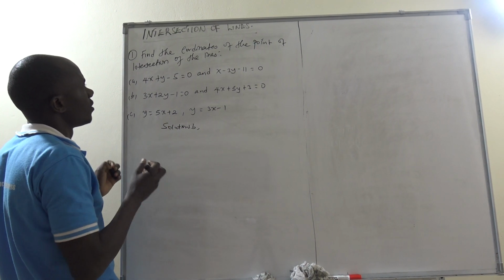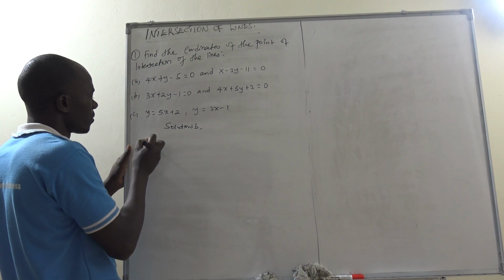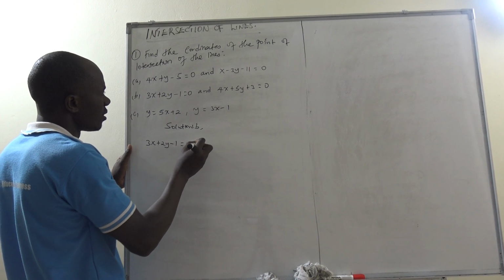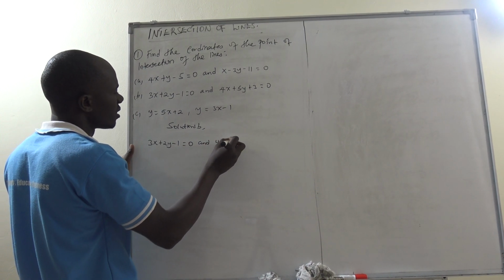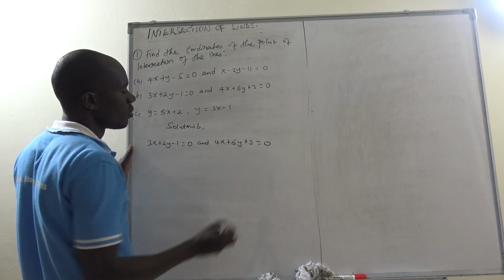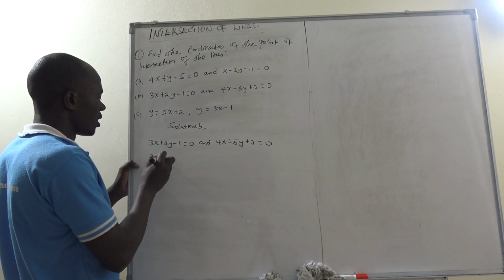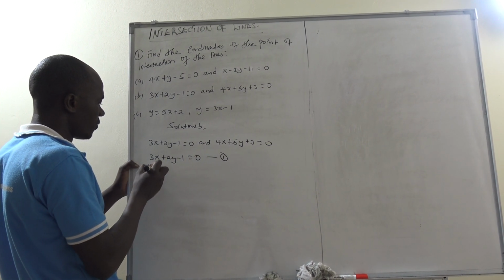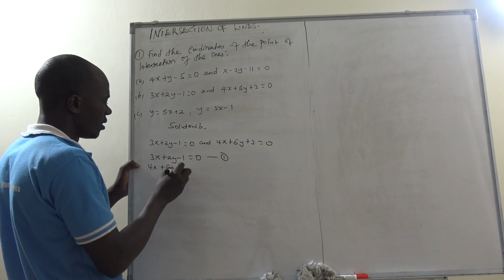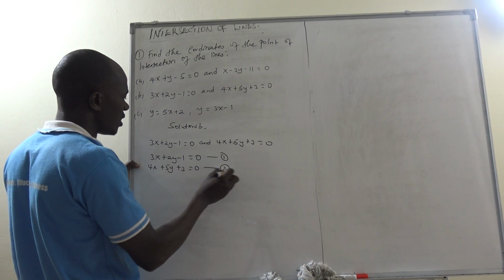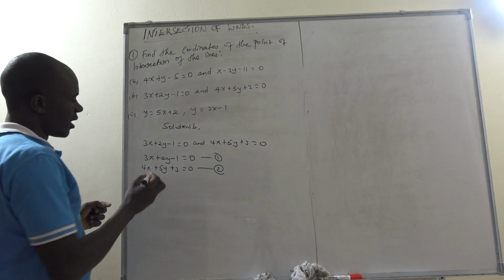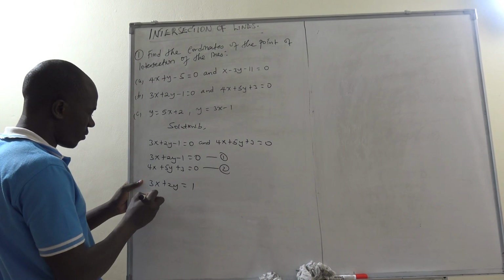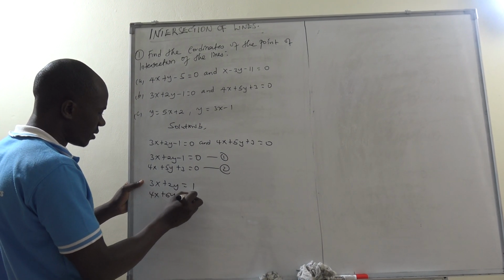So we are moving to solution B, which goes: find the coordinates of the point of intersection of 3x plus 2y minus 1 equals 0, and 4x plus 5y plus 3 equals 0. So we're going to list them. I've got 3x plus 2y minus 1 equals 0 first, then another one is 4x plus 5y plus 3 equals 0. This is the second. I can first take those and say 3x plus 2y equals 1, and 4x plus 5y equals negative 3.